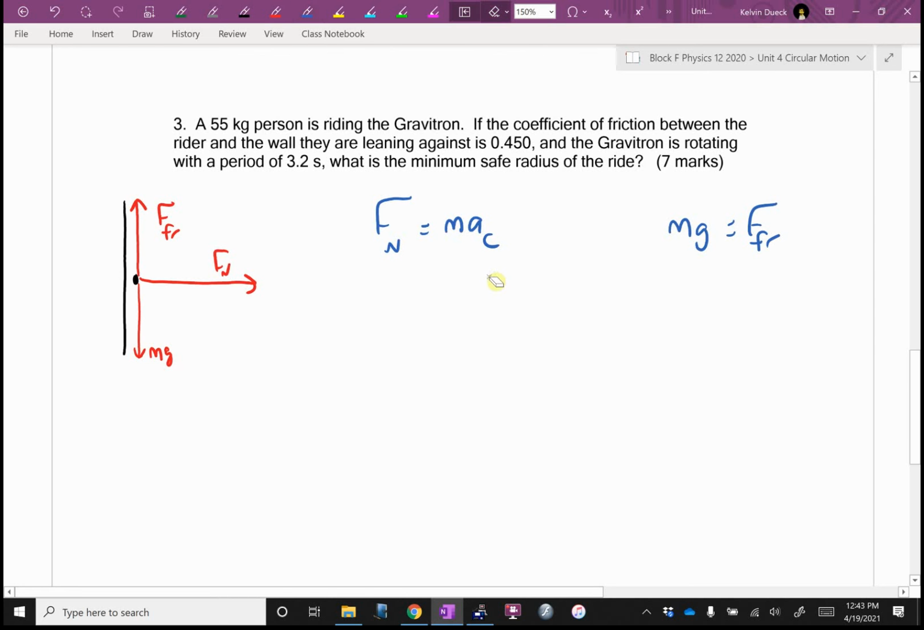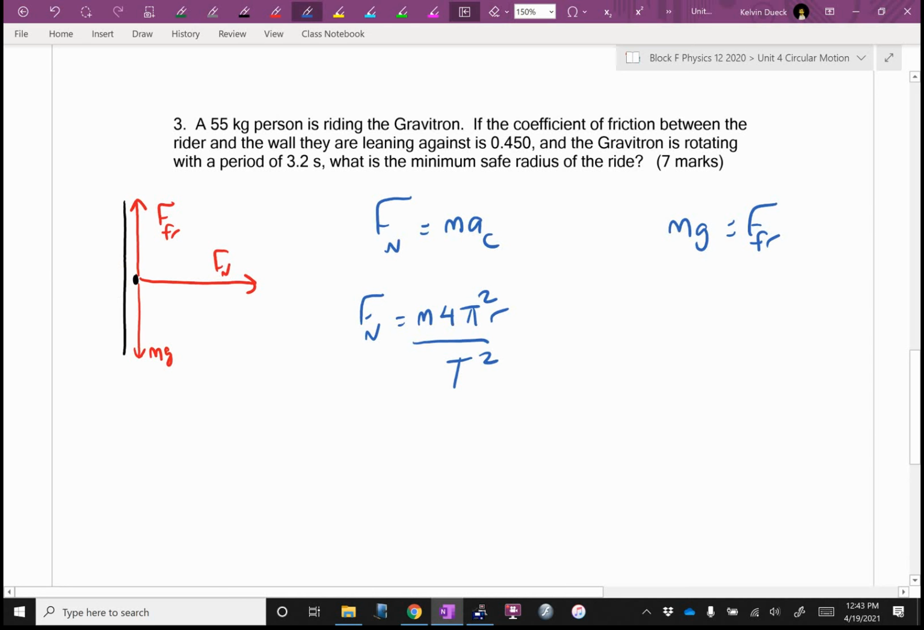Let's look here. They gave me the period, so I'm going to go normal force equals m 4 pi squared r over t squared. They want me to get the r by itself. I know the period, I know the mass, I don't know the normal force. Why can't I say, oh, but look, I know another force the same size as the normal force? There isn't one pointing outwards.